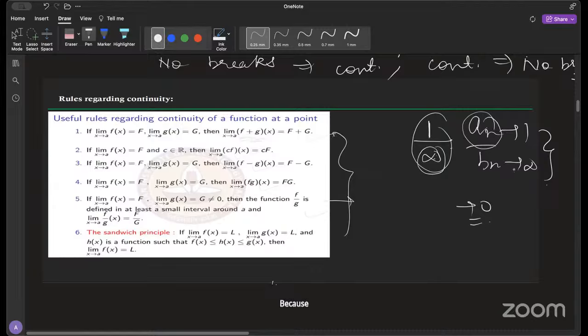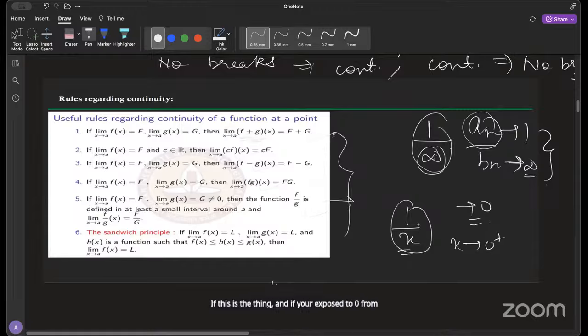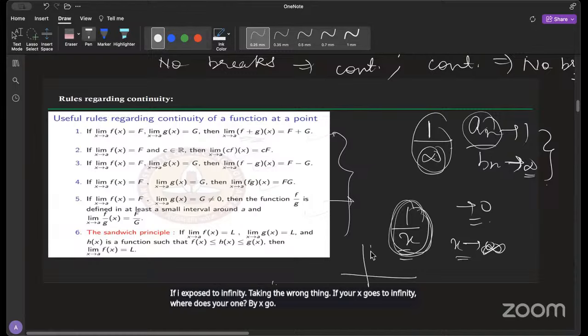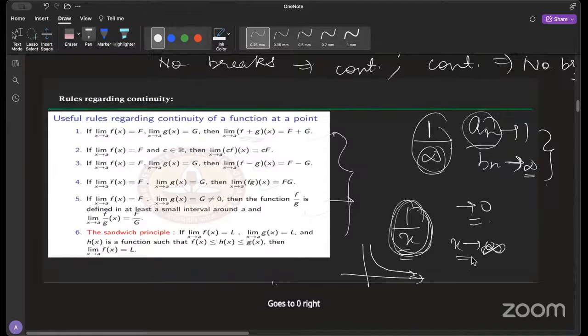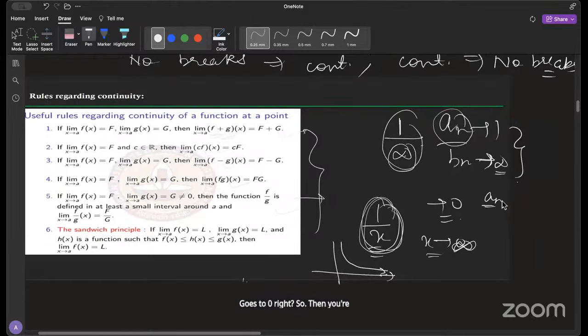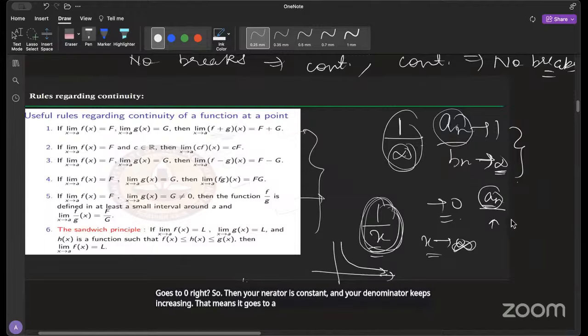Because this is a constant and this just keeps increasing as 1 by x. So if your x goes to infinity, where does your 1 by x go? It goes to 0, right? So then your numerator is a constant and your denominator keeps increasing. That means it goes to infinity or minus infinity.